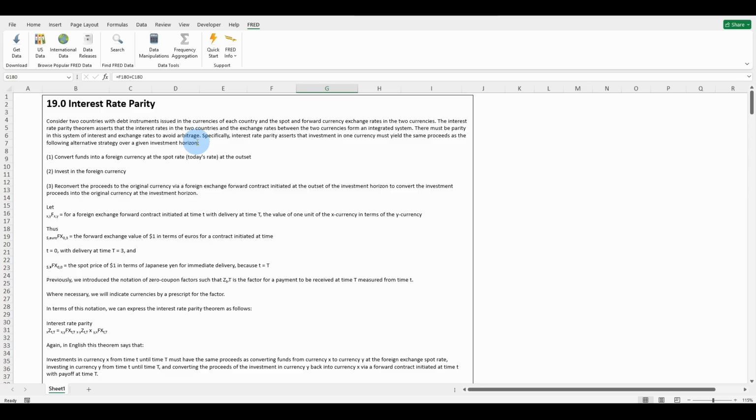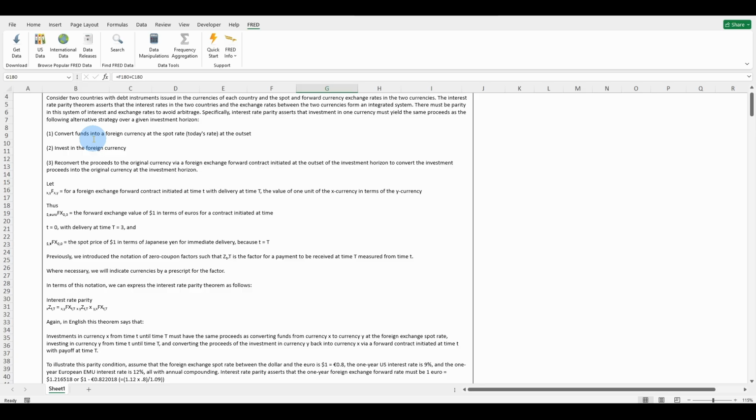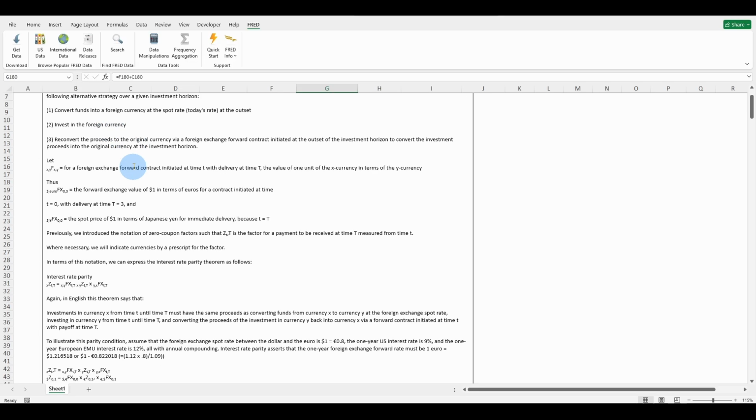Specifically, interest rate parity asserts that investments in one currency must yield the same proceeds as the following alternative strategy over a given investment: the law of one price. Convert funds into a foreign currency at the spot rate, today's rate, at the outset. Invest in the foreign currency. Reconvert the proceeds to the original currency via a foreign exchange forward contract initiated at the outset of the investment horizon, to convert the investment proceeds into the original currency at the investment horizon. What's critical here is you implement that forward contract at the very beginning.